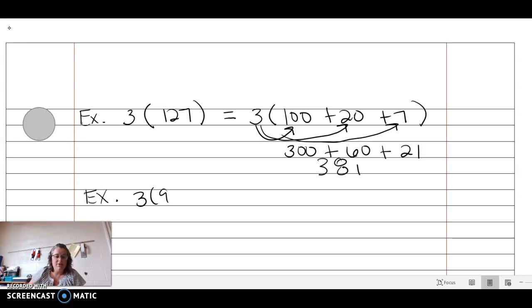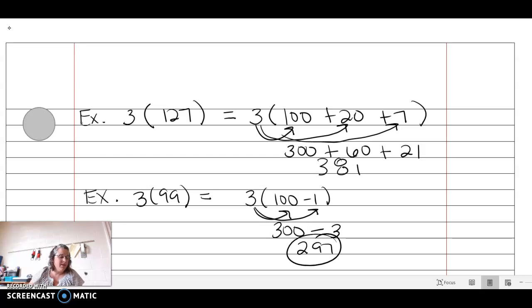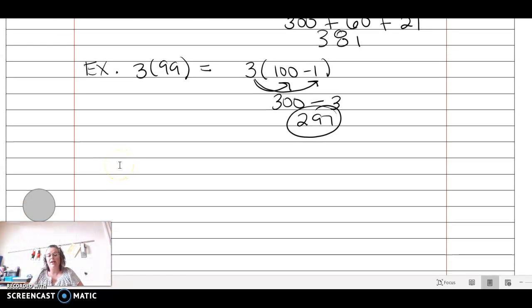Same thing, like 3 times 99. Well, 99 could be written as 100 minus 1, so if I did 3 times the quantity 100 minus 1, 3 times 100 is 300. 3 times 1 is 3. 300 minus 3 gives me 297. Very easy way of using the distributive property. And I think your homework has you do a couple problems like that.